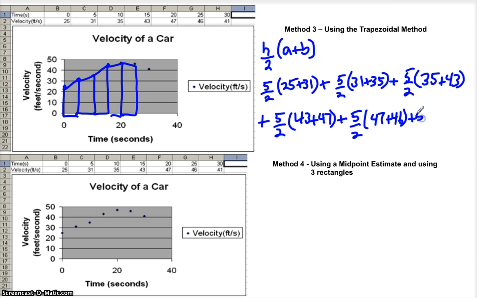And our last trapezoid, we'll use the last data points here, 46 and 41. 46 plus 41. So get out your calculators, perform this calculation. Like I said, you may want to change this to 2.5. That may simplify things. Okay, I get 1,175 feet.